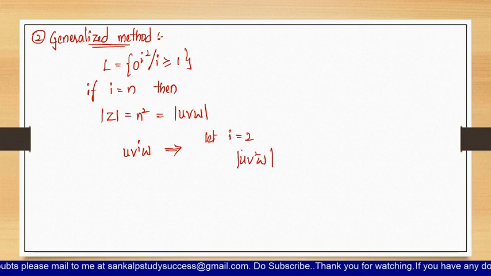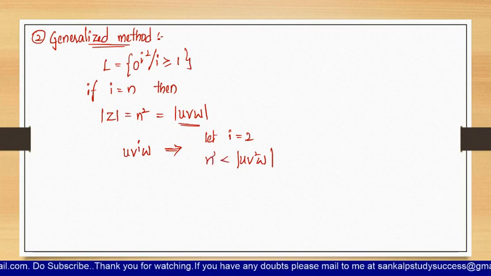Mod of this will be something greater than n square, right? Something should be added to n square, because mod u, v, w length is nothing but n square. If you are adding one more v to u, v, w, then you are going to get u, v square, w. So we are adding something to n square.